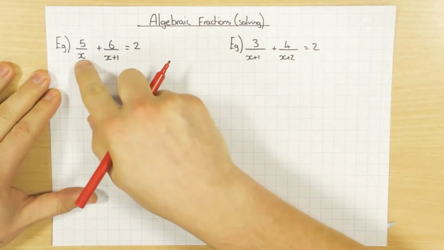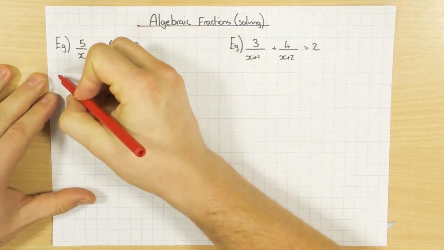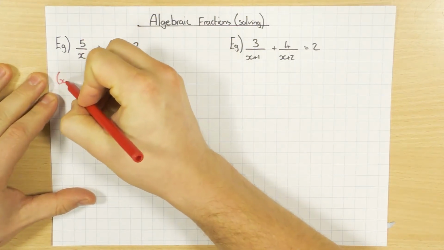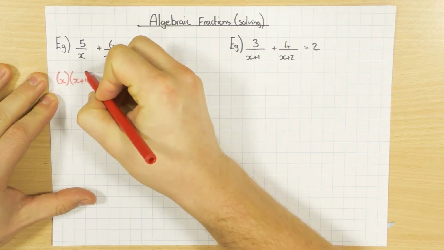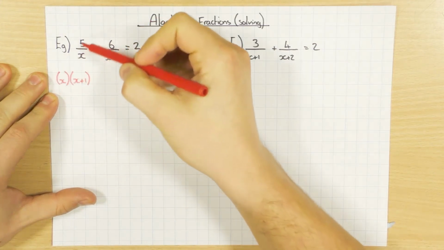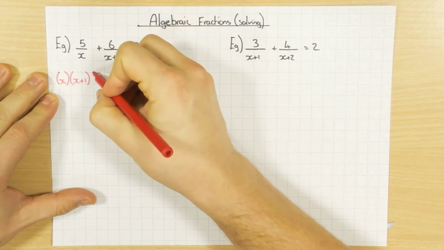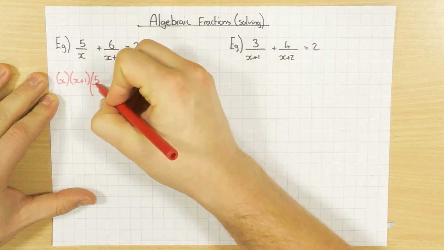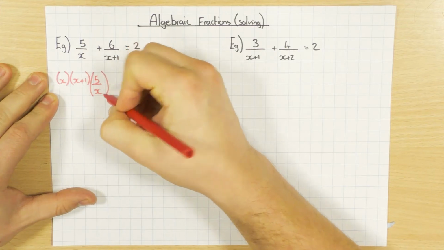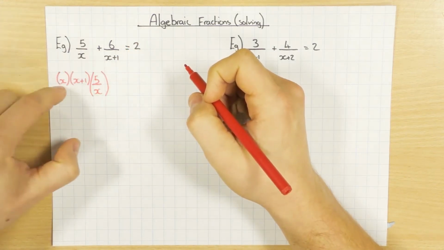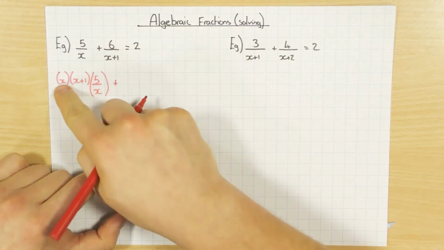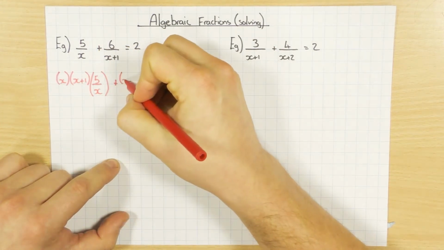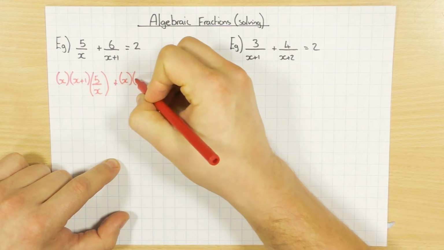What I do is if I'm timesing by x and x plus 1, I stick it in brackets. So I'm going to times by x, I'm going to times by x plus 1, and I'm going to times these two by this first. So I'm also going to put that in brackets as well. So there we go, I've times this by x and x plus 1. I'm then going to times this by x and x plus 1 as well, like so.